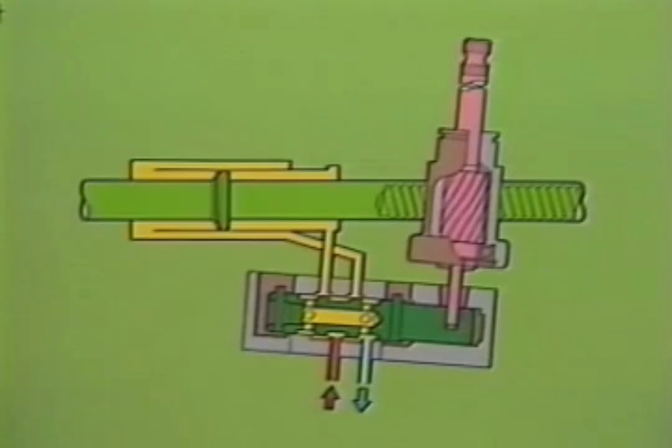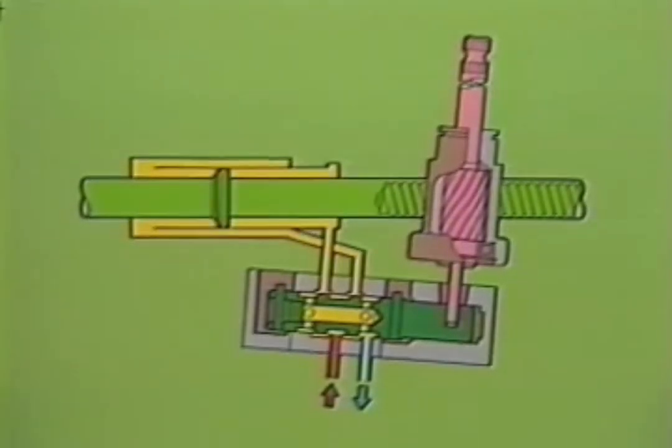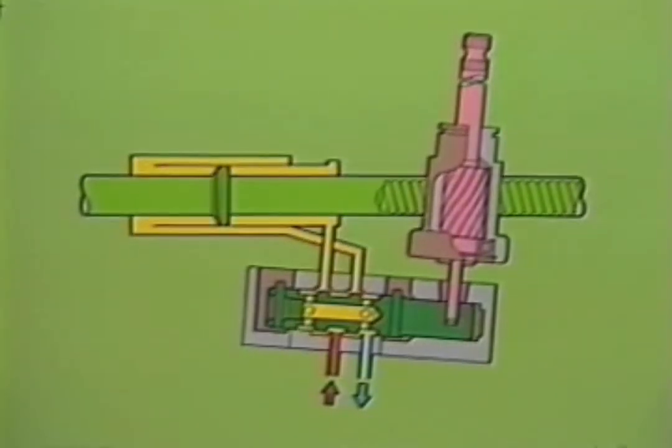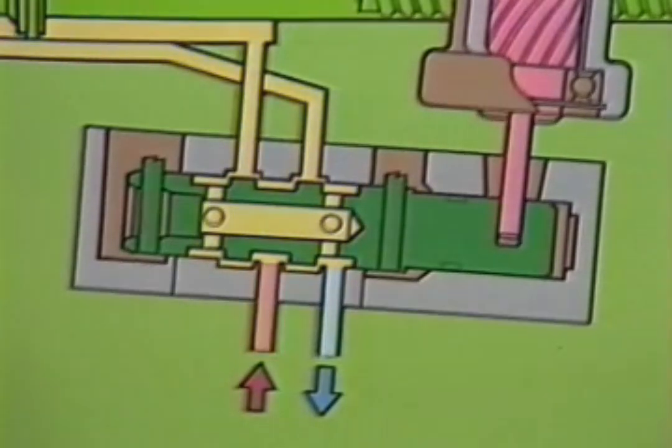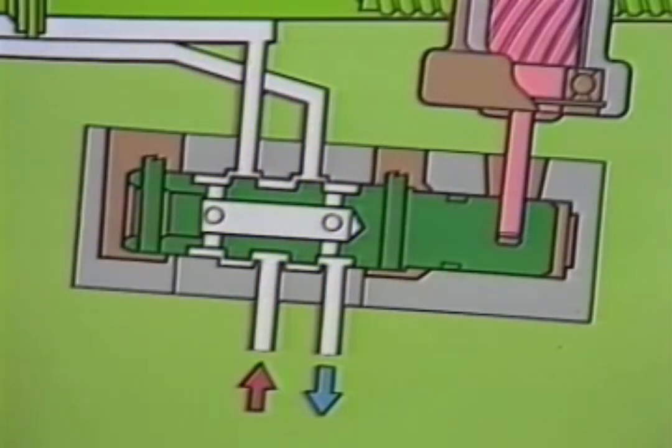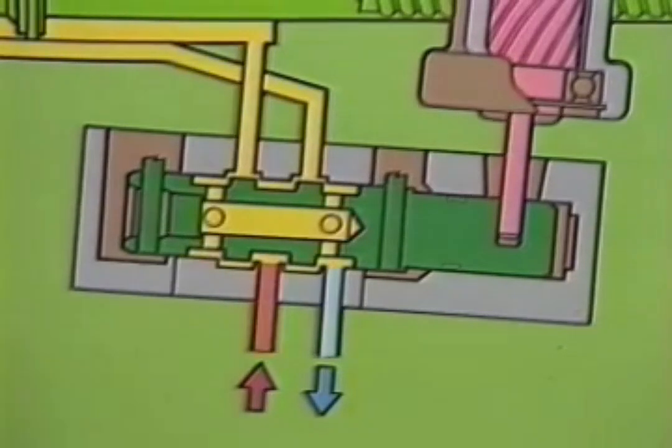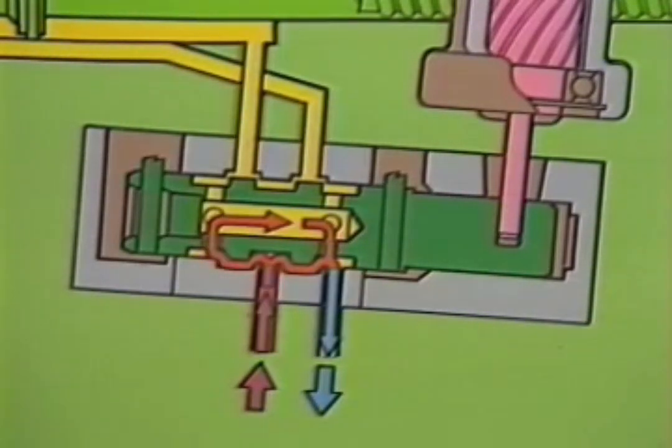The four-way valve type of hydraulic control system uses a spool valve. When the steering wheel is in the straight-ahead position or stationary, the hydraulic fluid under pressure passes through the four-way valve and returns to the reservoir directly.